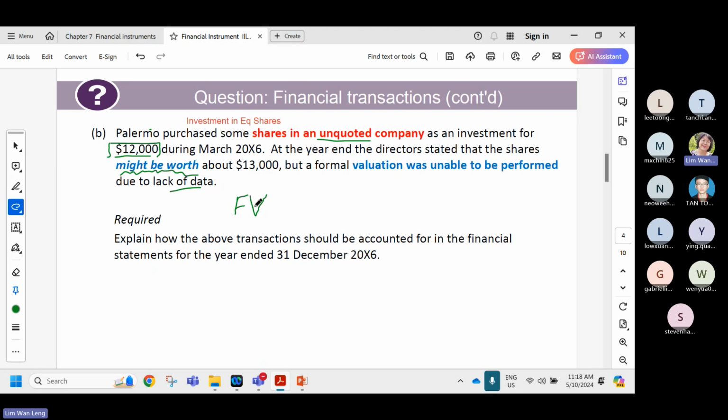But how much is the fair value of the shares? You don't know, can't tell, because probably never transacted before since they are unquoted. But we know that all financial instruments need to be measured initially at fair value. All right, so how do we go about doing this?